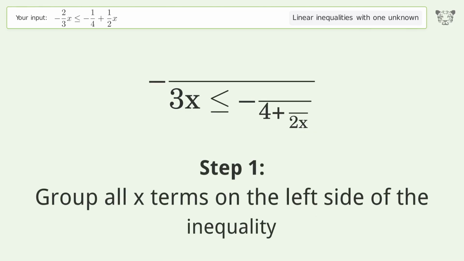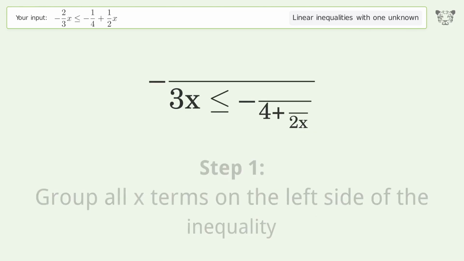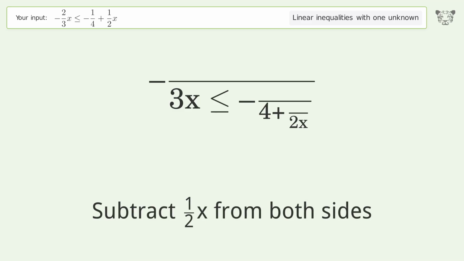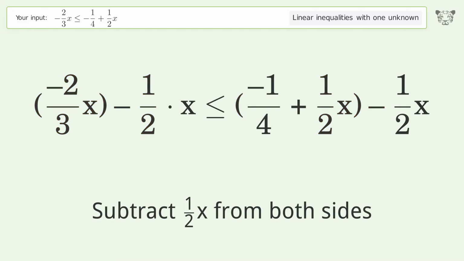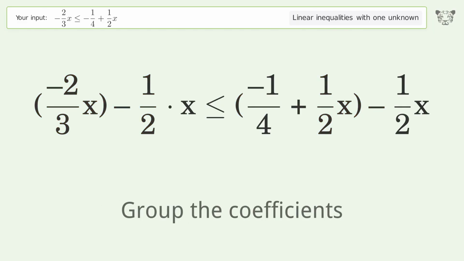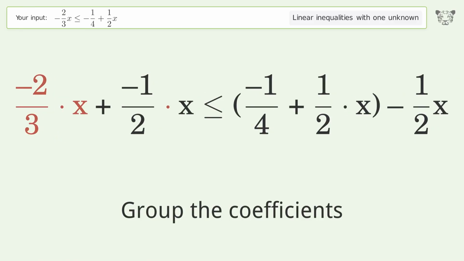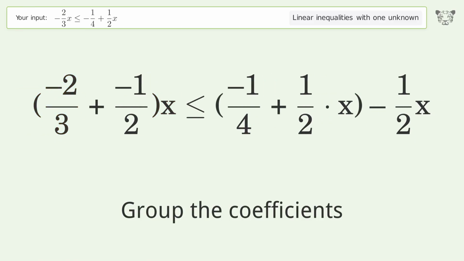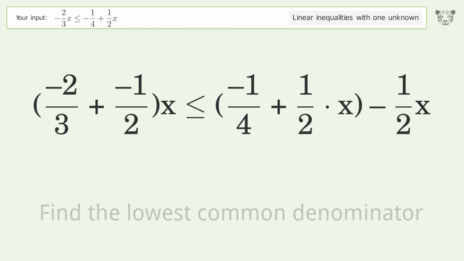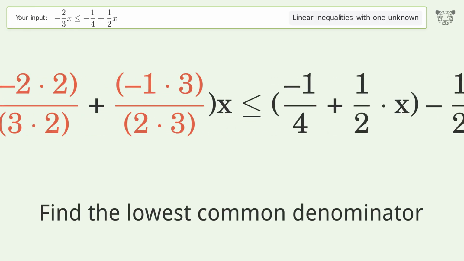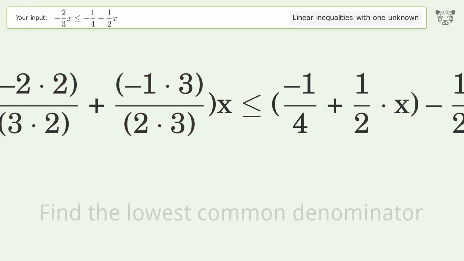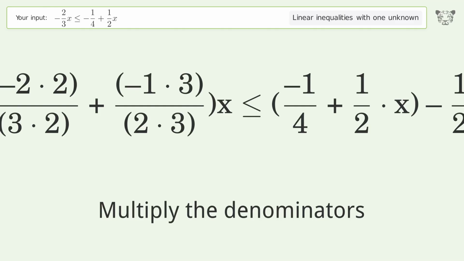Group all x terms on the left side of the inequality. Subtract 1/2x from both sides. Group the coefficients. Find the lowest common denominator. Multiply the denominators.